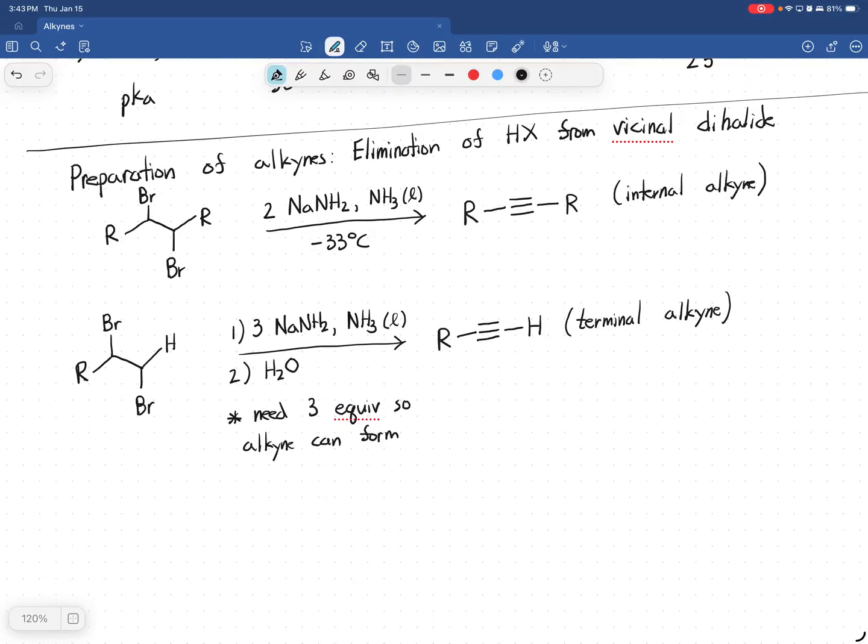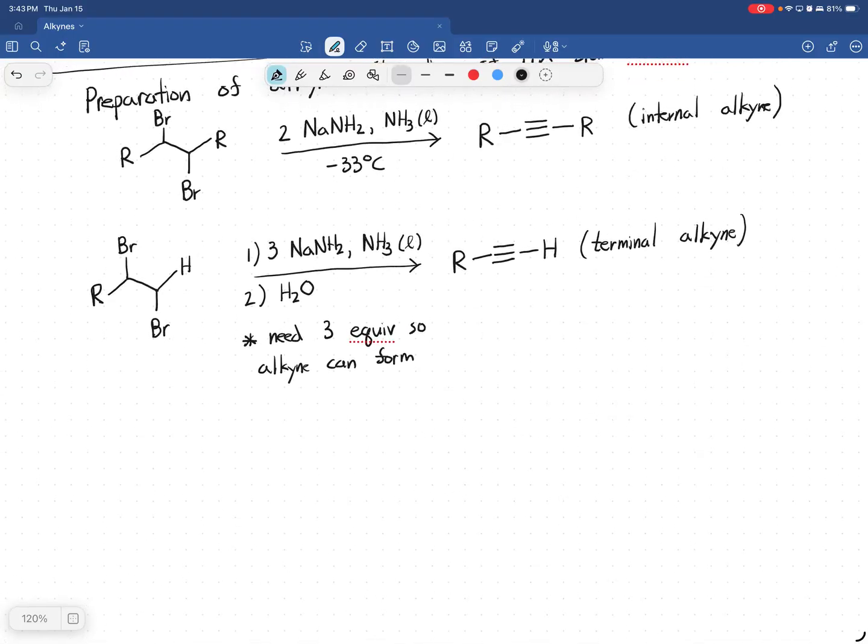Okay, so let's go over, let's see, what time is it? Okay, so let's go over the mechanism. How does this work? Okay. So now let's go over the mechanism of the preparation of terminal alkyne.